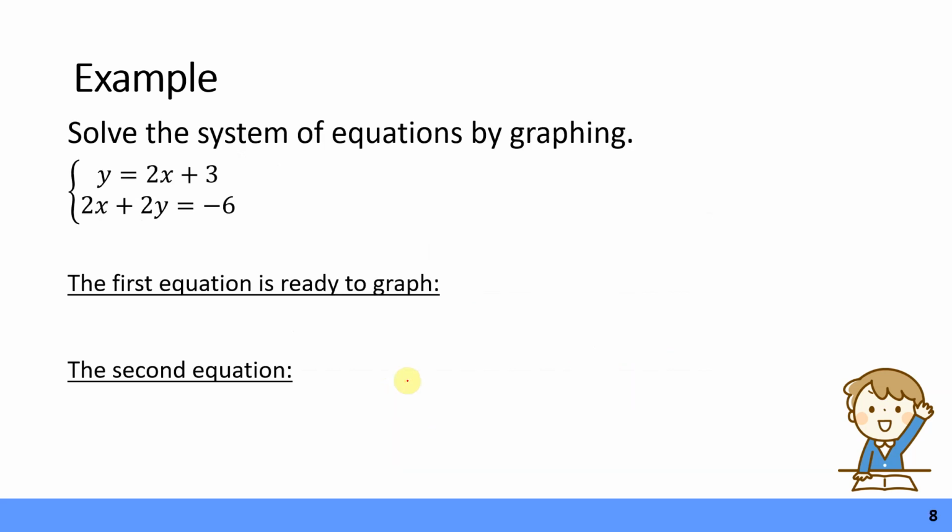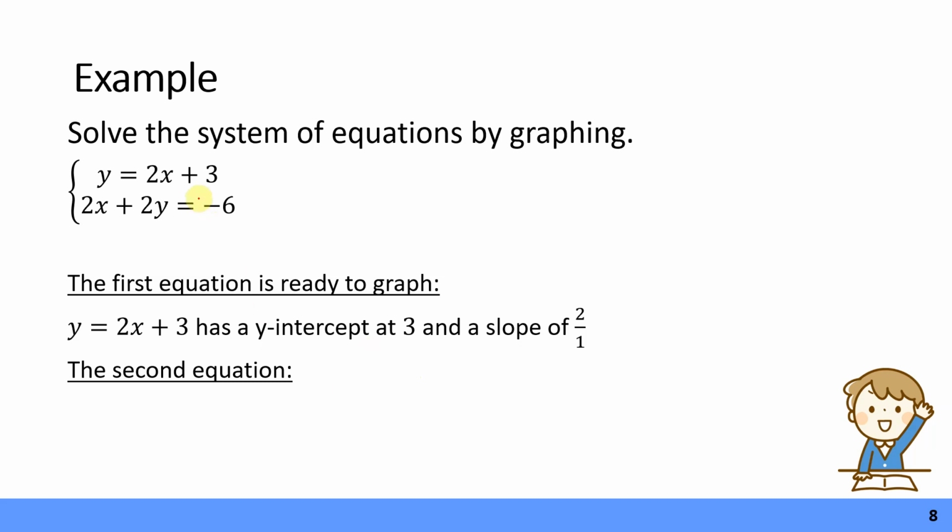Here we have two equations. Obviously, the first equation is already ready to graph. Again, we're going to do this by hand. The 3 is going to be my y-intercept, and then the 2 is going to be my slope, my rise and my run. But in order to have my rise and my run, I'm going to rewrite the 2 as a fraction. In order to do this, I always put a 1 underneath. So it's going to be 2 over 1. Whenever you have a whole number, just put a 1 underneath, and that gives you your slope. So that's going to help me graph it.